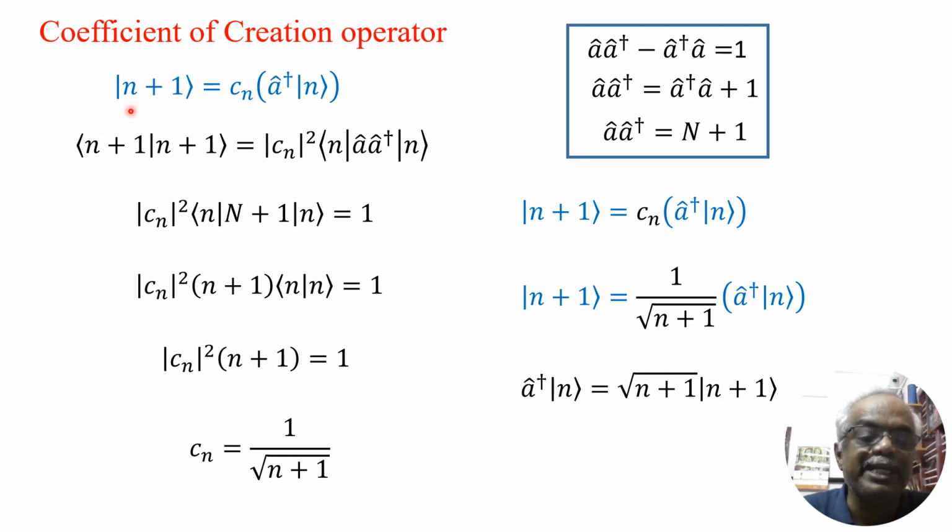Now you take the inner product with ⟨n+1|. So this will become ⟨n+1|n+1⟩, which is |Cn|² ⟨n|a a†|n⟩, because a† individually is not a Hermitian operator. That you have to keep in your mind. So this is the complex conjugate of this one.